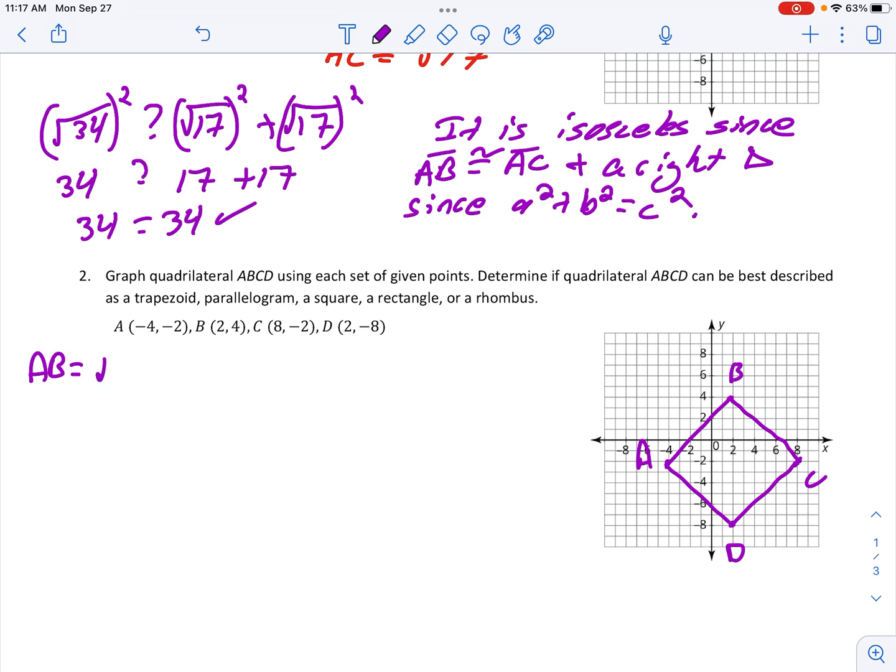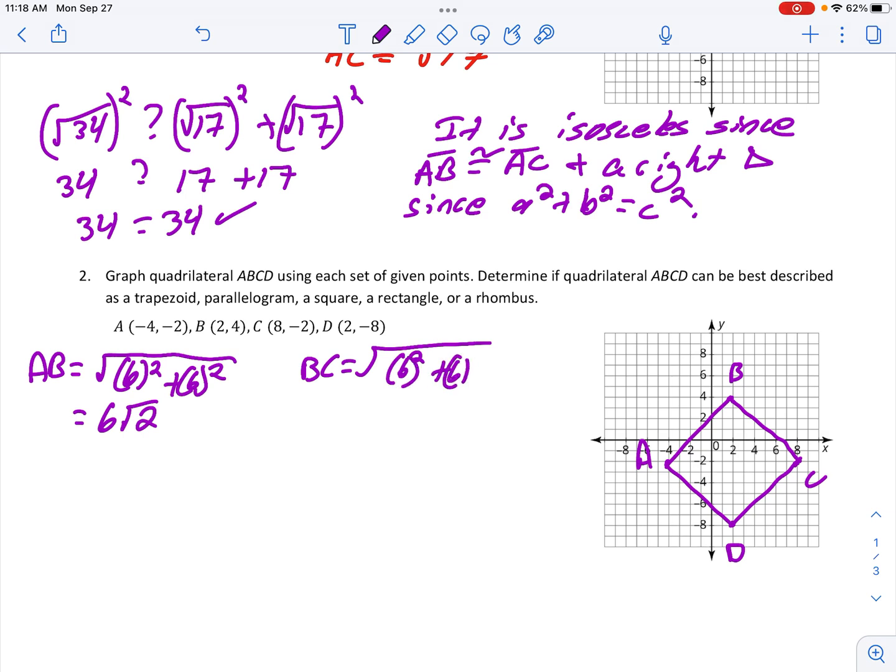All right, change in the x's, okay, 6 squared. Change in the y's, also 6 squared. Work it out, we get 6 root 2 for AB. BC: okay, change in the x's, change in the y's. Work it out, and we get another 6 root 2. So far, 6 root 2, 6 root 2.